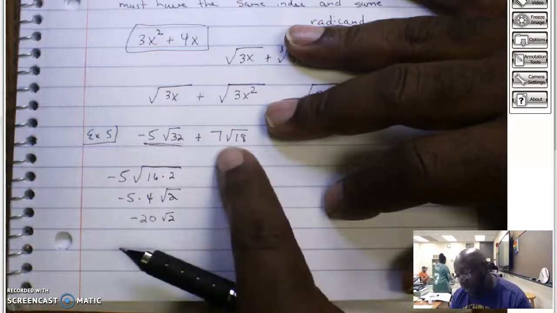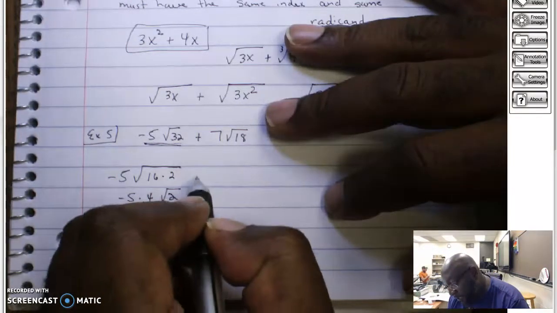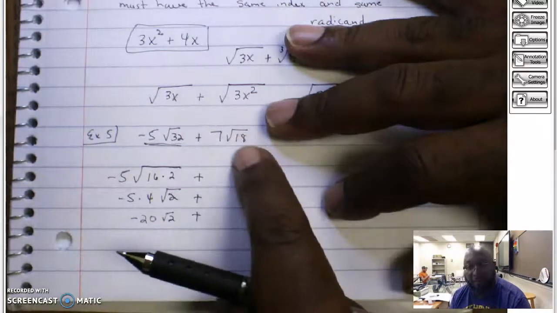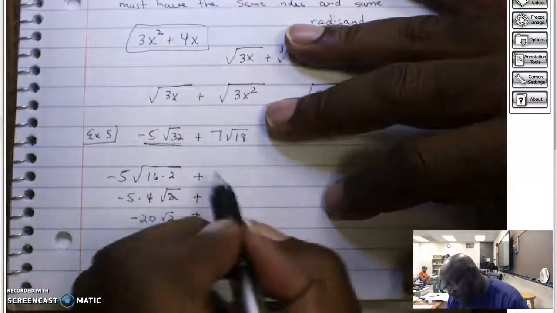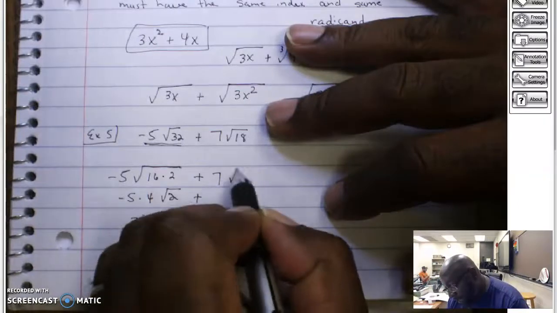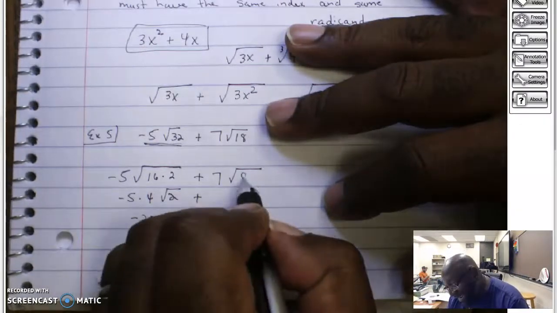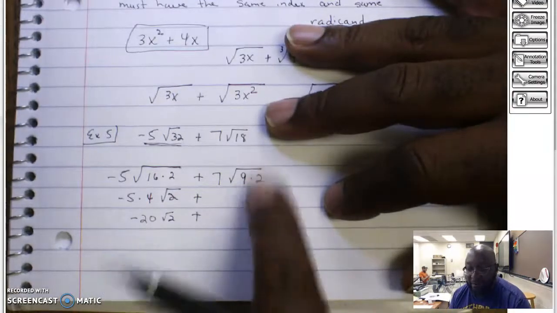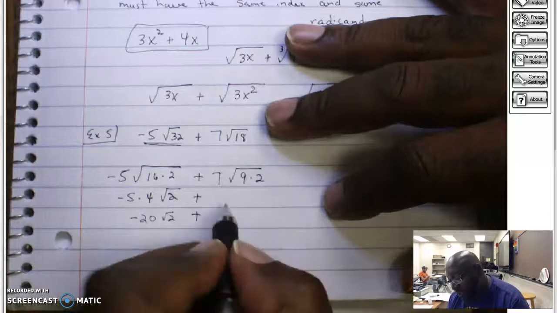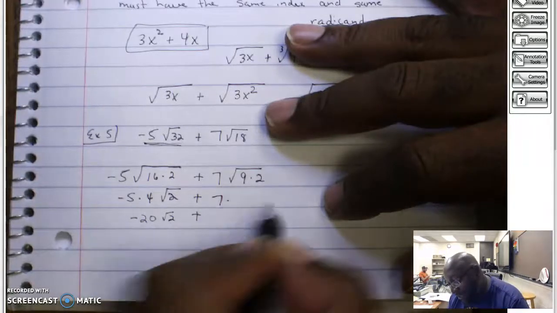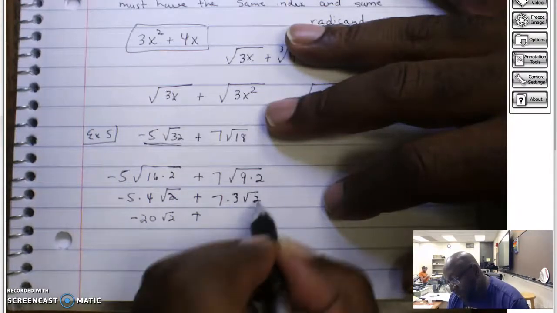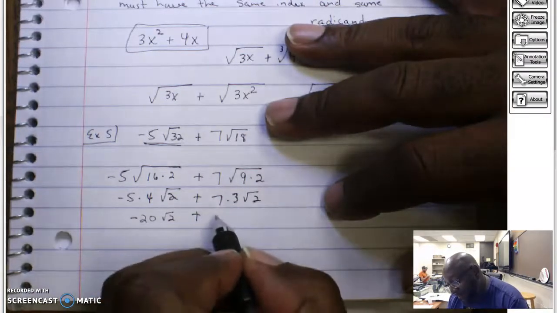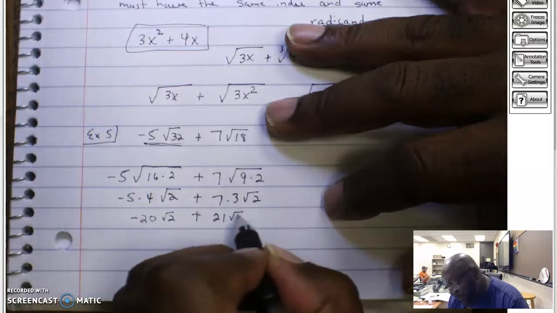Now let's go back up here. And I'm just going to carry this addition sign down. And now what I'm going to do is just simplify this radical. So what I have is 7 times the square root of 9 times 2. Now, 9 times 2 is going to give me 18, but 9 is a perfect square. So what I have is 7 times 3, the square root of 2. So we multiply the 3 and the 7, and we get 21, the square root of 2.